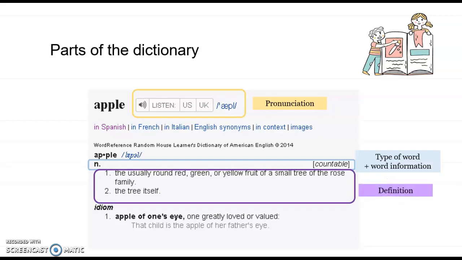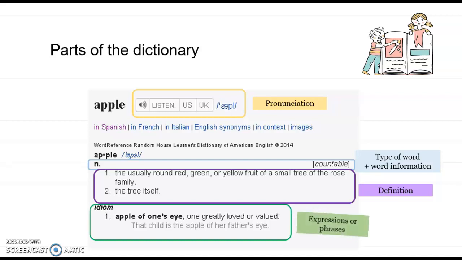Definition. Each word has different meanings and uses in context. Make sure you read more than one. Idiom. Don't confuse it with the word language. An idiom is a phrase with a specific meaning. Check the sentence to understand it. Meaning is not always literal, so think of how this is expressed in your language.